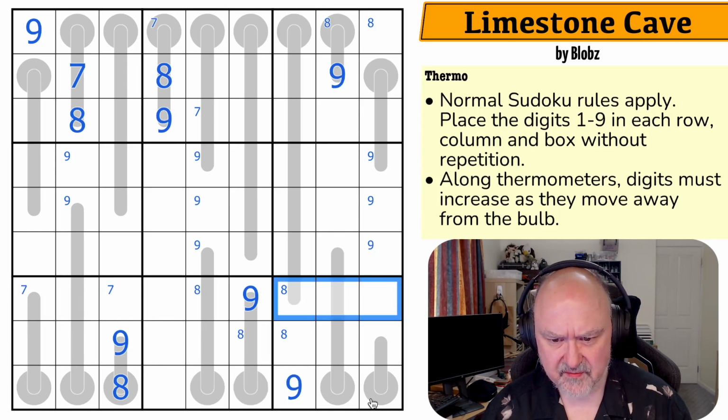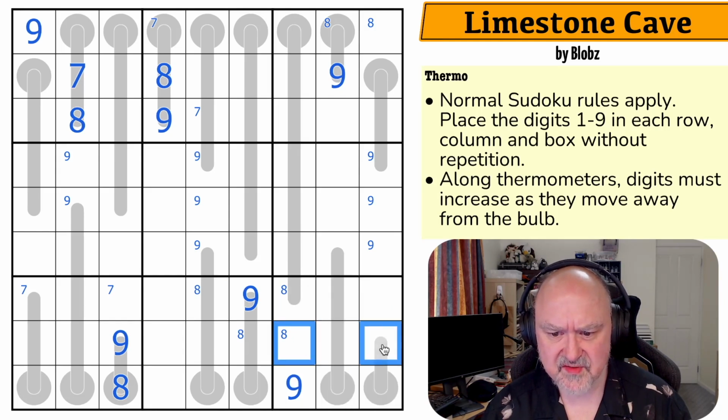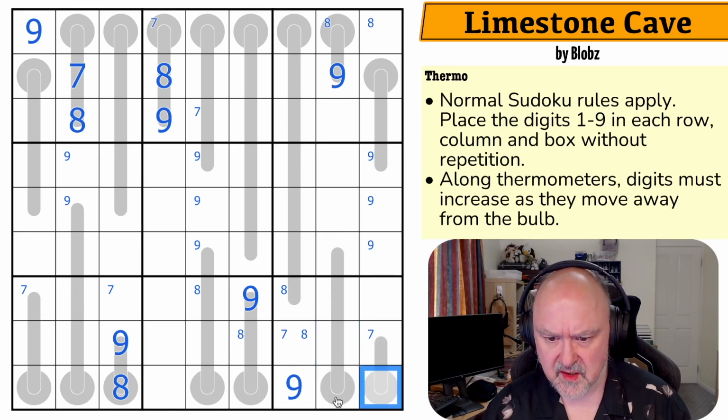7's not in any of those. It's not here because this can't be 8 or 9. It's not here because that can't be 8 or 9. It could be. So 7 is in one of those 2. Yeah, 7 can't be down here. This would need to be 8 or 9 and it can't be. This can't be 7. I need too many digits higher.